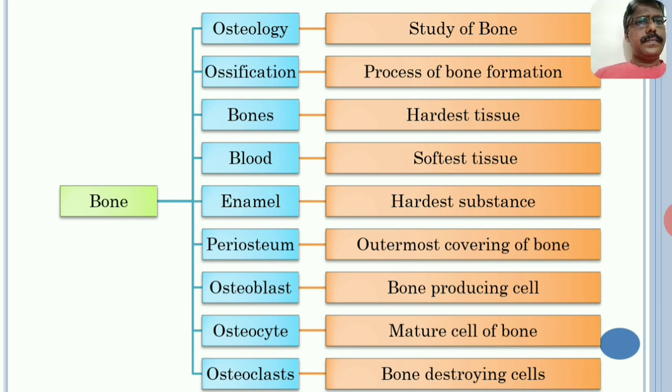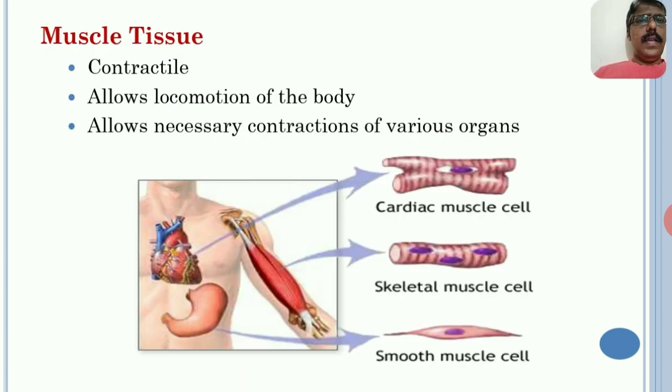Bone is also connective tissue. Then muscle tissue. It is contractile and allows locomotion of the body. It allows necessary contractions of various organs.